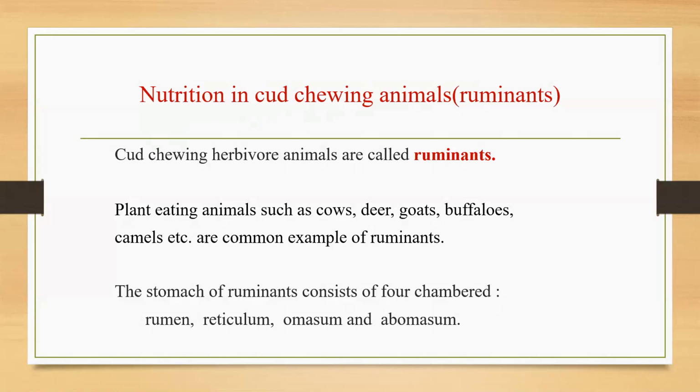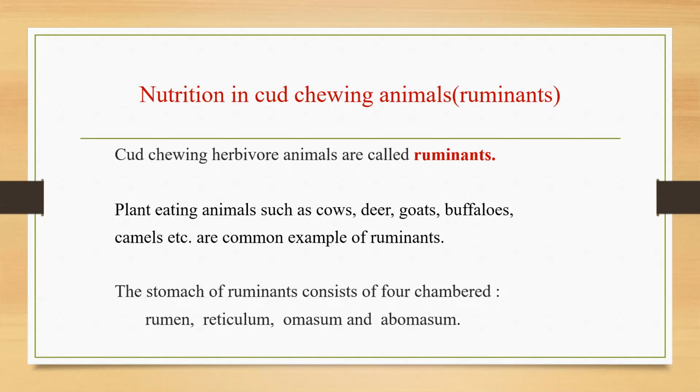Because they chew their food two times. The second time when they are chewing their food, that food is known as cud. So that's why they are known as ruminants, and the phenomenon is known as rumination. Now the stomach of ruminants consists of four chambers.